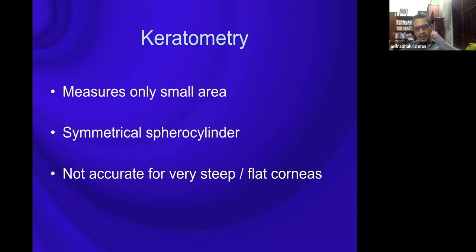The disadvantage of keratometry is that it measures only a very small area, and it makes an automatic assumption that the cornea is a symmetric zero cylinder. So if you have an irregular cornea, you would have noticed that keratometry readings are very unpredictable. One reading would be very different from the other. That is the reason for it. Then, it's not accurate for a very steep or very flat cornea.